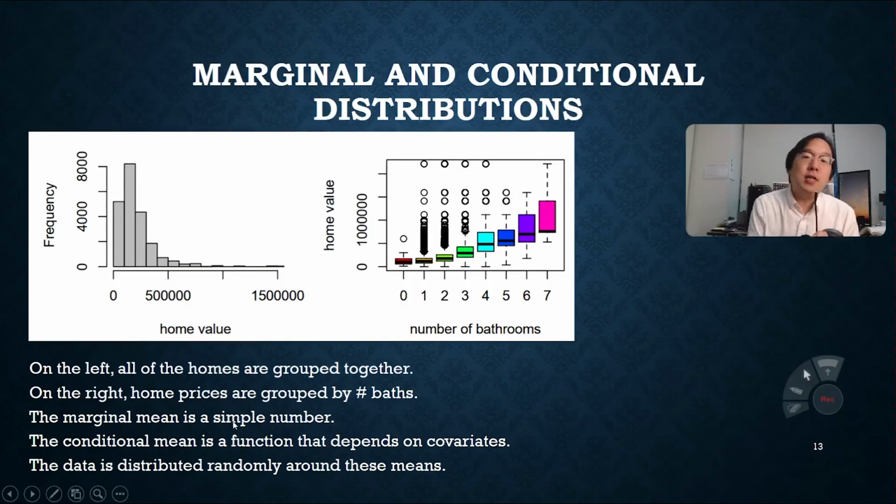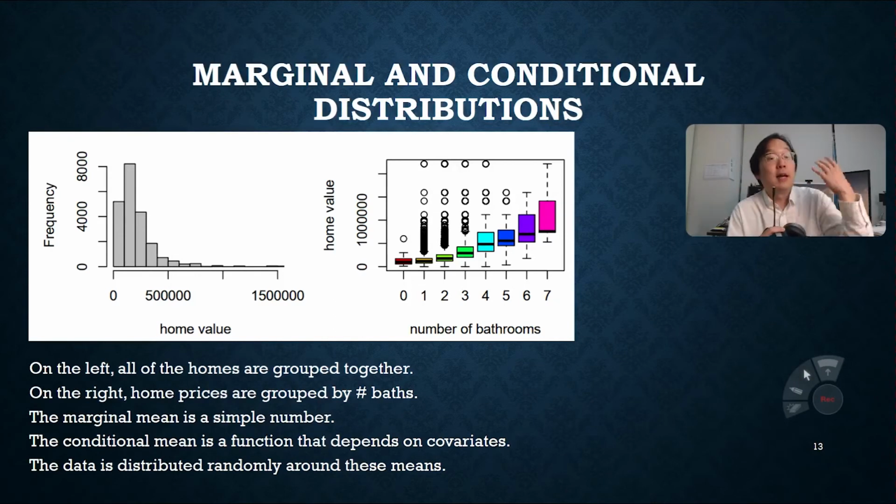And then marginal and conditional distributions. Those are concepts that you want to distinguish, right? On the left, you see a histogram of home values as a whole. And this is something called the marginal mean. The precise definition of it, we're going to talk about in the next slide. But this is roughly the marginal mean concept, the mean that we understand roughly.